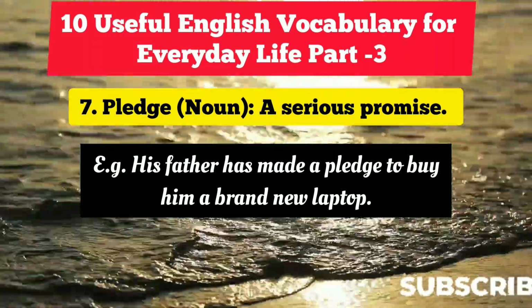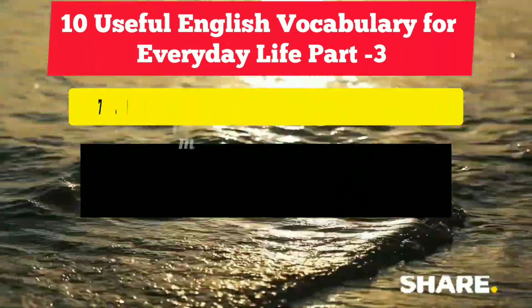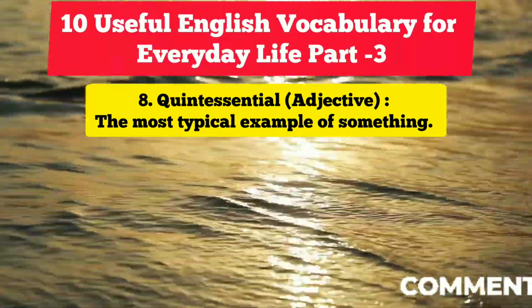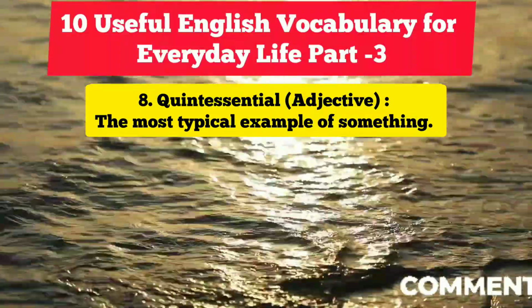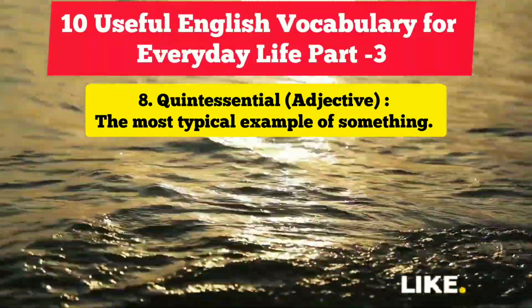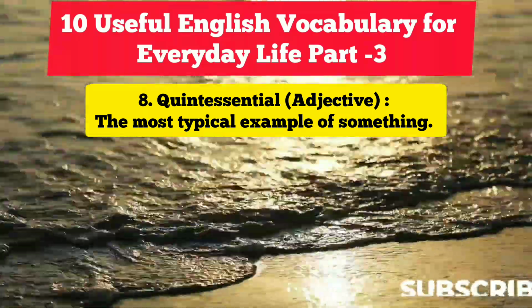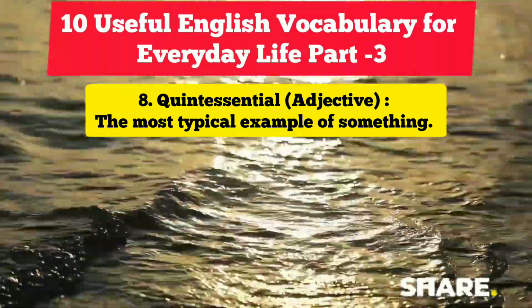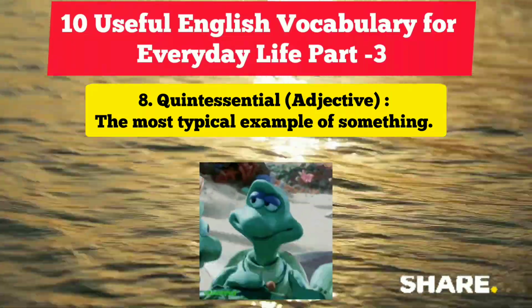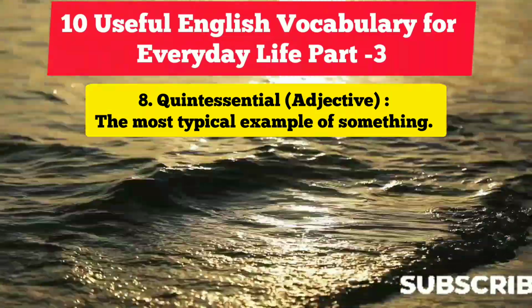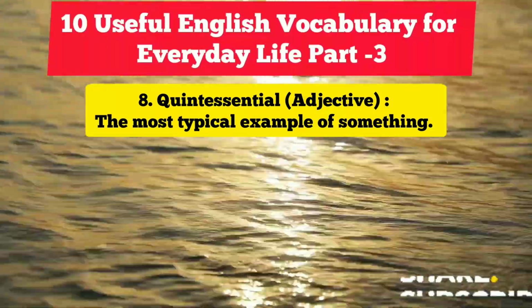Up next, we are going to see the eighth one, which is quite useful and you may also find it a bit uncommon. So as you see on your screen, it is quintessential. Quintessential, let me pronounce it once again. It's quintessential. Quintessential is an adjective. It means the most typical example of something. Typical example or typical of something is called quintessential. So let me show you how to use it.